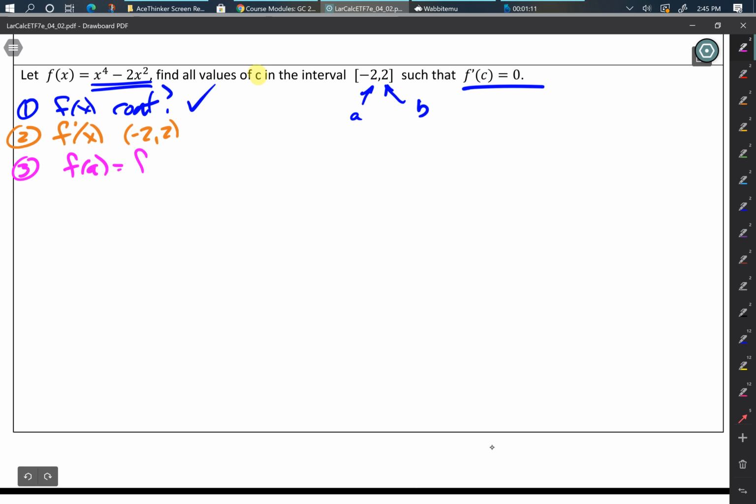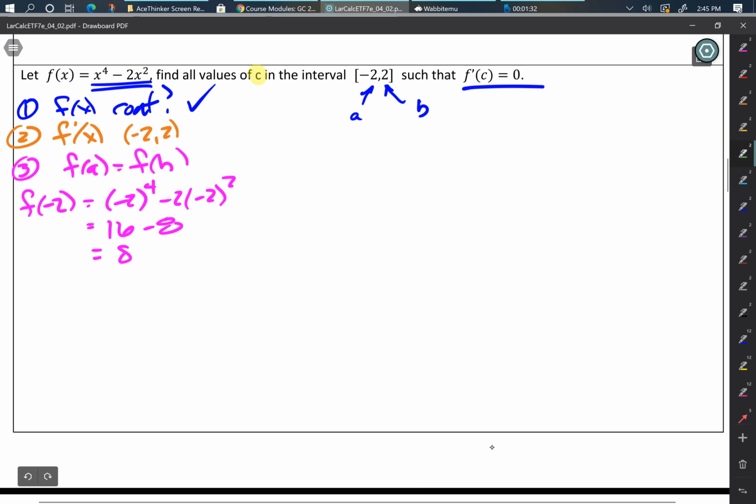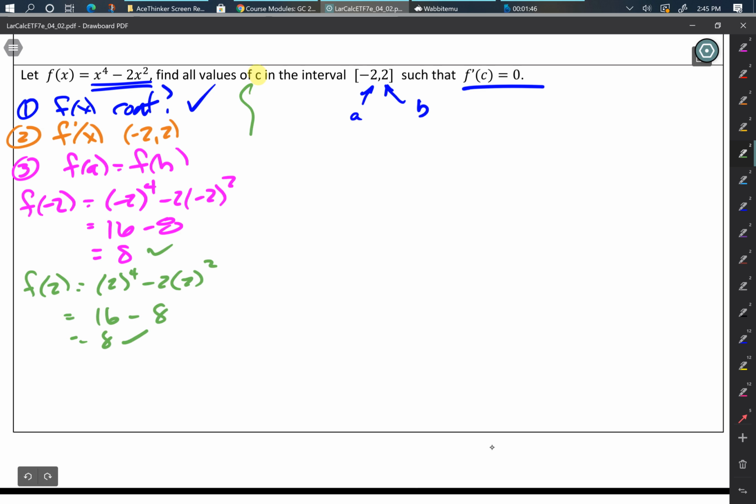And then the third requirement is that f of a must be equal to f of b. So I'm going to go ahead and figure that out. What's f of negative 2? That's going to be negative 2 to the fourth minus 2 times negative 2 squared. Negative 2 to the fourth is 16. 2 squared is 4, times 2 is 8, so 16 minus 8 is 8. And if I do the other endpoint, f of 2 is going to be 2 to the fourth minus 2 times 2 squared. 2 to the fourth is 16 minus 8, which is 8. Same. Left endpoint and right endpoint are the same. So since those three criteria have been met, Rolle's theorem tells me there's going to be at least one value c.